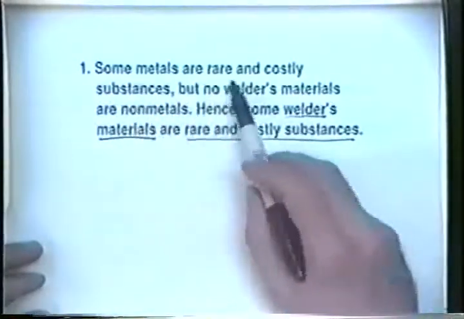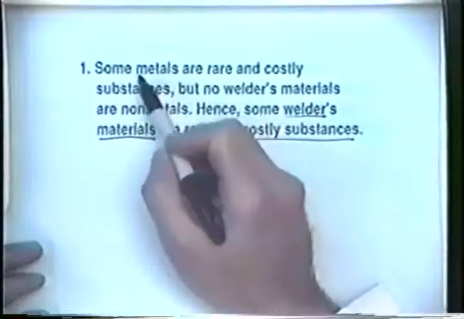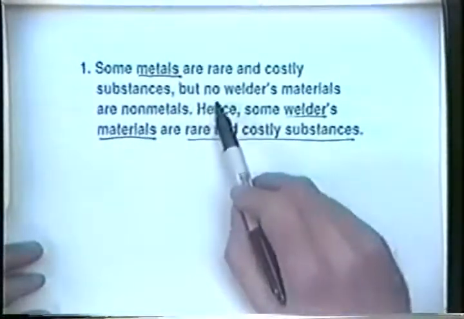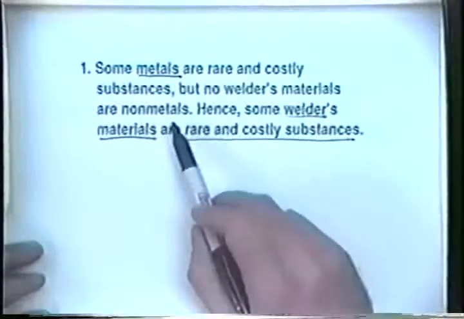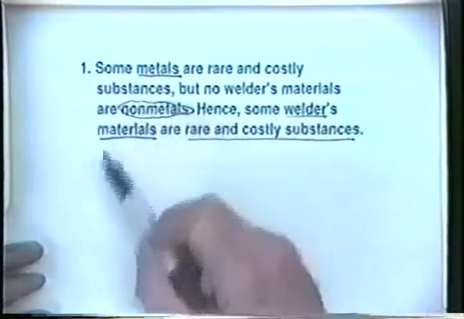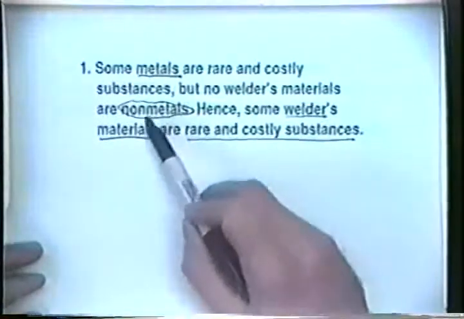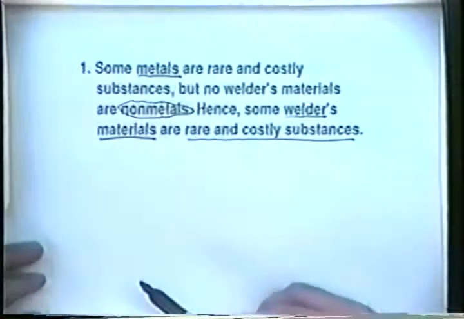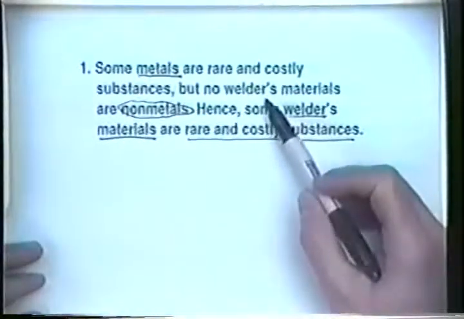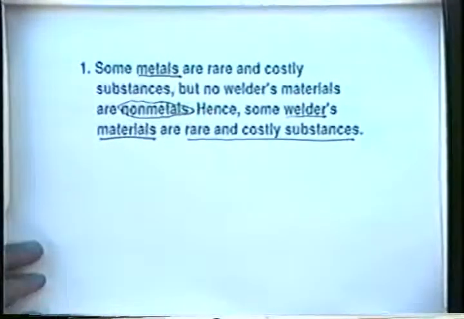Let's now look at the premises. We have some metals are rare and costly. Well, that's a repetition of rare and costly. Metals could maybe be our third term. Now let's look at what's left over, the second premise. No welder's materials are non-metal. Well now we can identify non-metal as the term which we probably want to remove. And of course this shouldn't be so hard since it's the contradictory term to metal. So our job really is going to be to simply alter the second premise to another equivalent form which will use the term metal instead of non-metal.